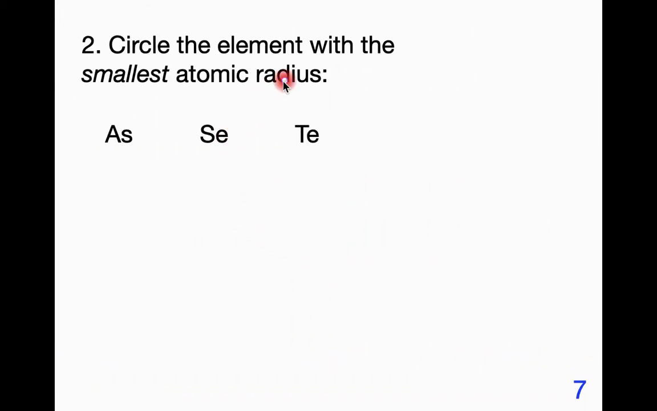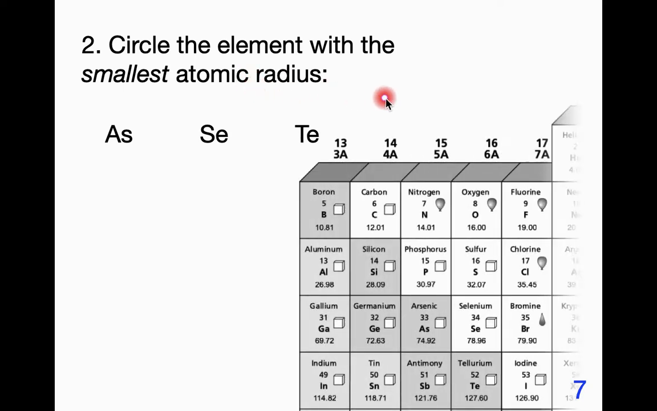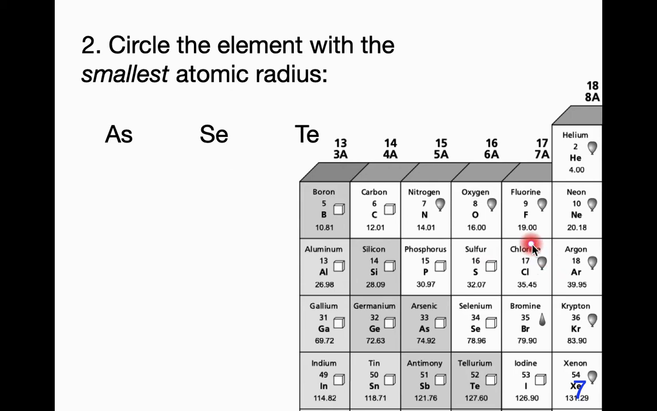Let's do another one. Circle the element with the smallest atomic radius. So that's over on the other side of the periodic table. So arsenic, selenium, and tellurium, they're right here. So what we want to do is to look at which one is the largest. Which one's the smallest? So remember, as we go across a period, the atoms get smaller and smaller. So comparing arsenic and selenium, selenium would be the smallest.